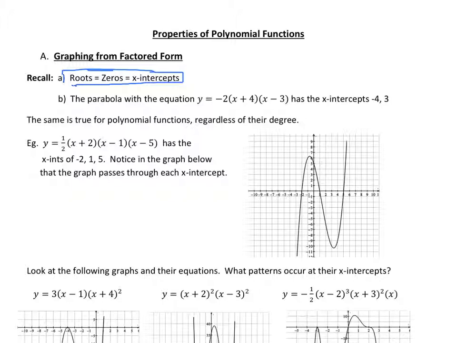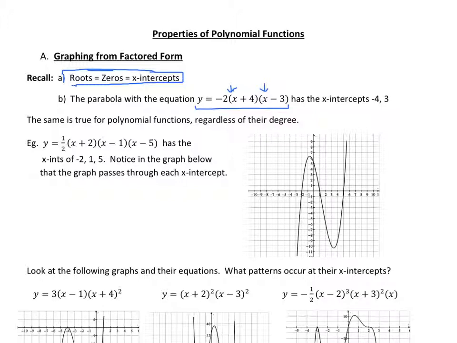So if, for example, the parabola with the equation y equals -2 times (x plus 4) times (x minus 3) has x-intercepts at -4 and 3, it's because those are the zeros of this corresponding equation. Those are the values of x that if I replace x in the equation with those numbers, then the value of my function is going to be 0, which is why there are x-intercepts at those points. So the x-intercepts are at -4 and 3. This is true for all polynomial functions regardless of their degree.